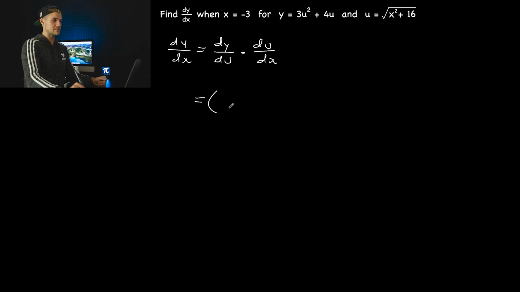So what's dy/du going to be? Well, we would just take the derivative of this, 3u squared plus 4u. That's going to be what? 6u plus 4, like that.